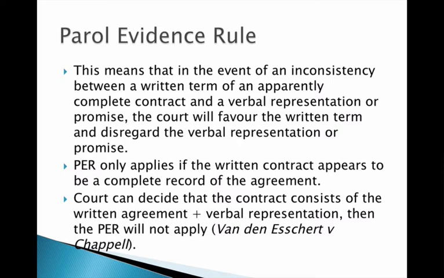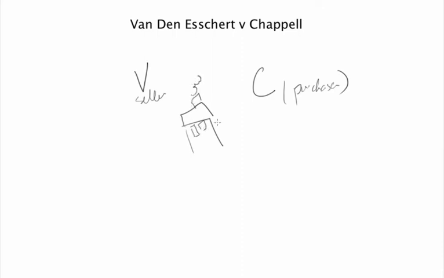A case to help us think about that is Van den Eschert and Chappell. So in this instance, we have a contract for the purchase of a house, and our two parties are the sellers, which is Van den Eschert, and Chappell, who is the purchaser. So we've got our purchaser and we've got our seller. And again, this is about the sale of a beautiful house. So the house is going to go to Chappell, and the money's going to go that way.